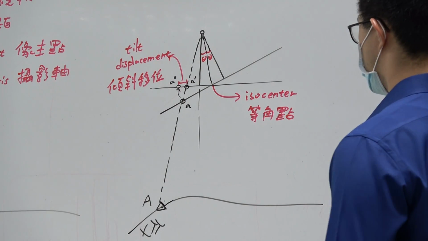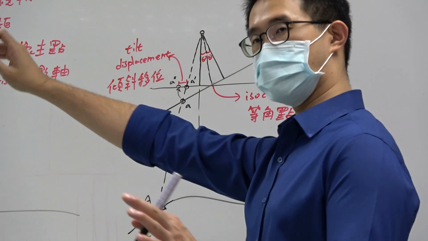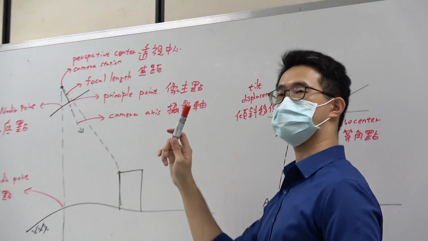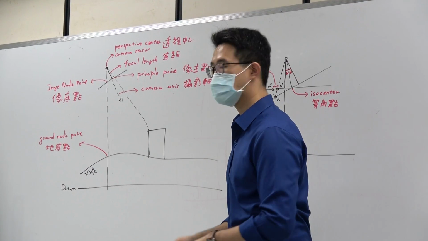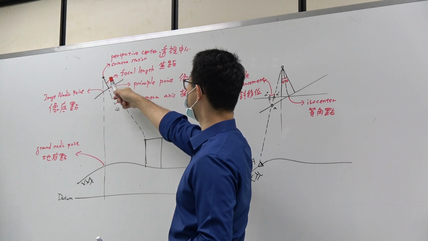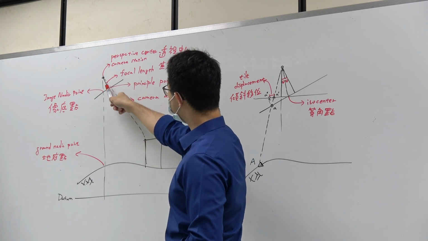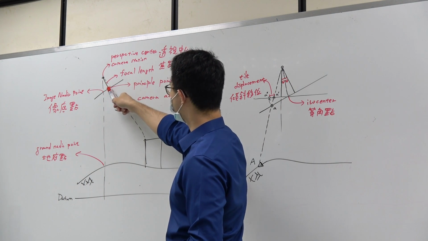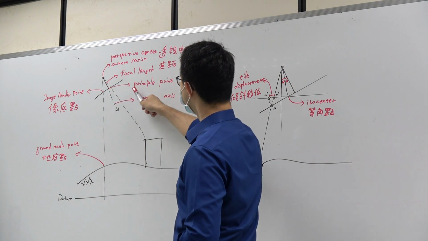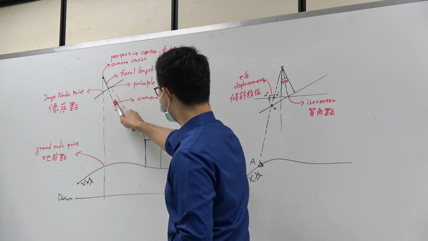So let's take a look at over here. Before we move on, any questions? It's basically defining the terms. The camera is at the perspective center, or sometimes people say camera station, and then you have the focal length to the image plane. If we draw a perpendicular line to the image plane, then this point is the principal point. In Chinese, it's called 相主点. And that is also the camera axis.